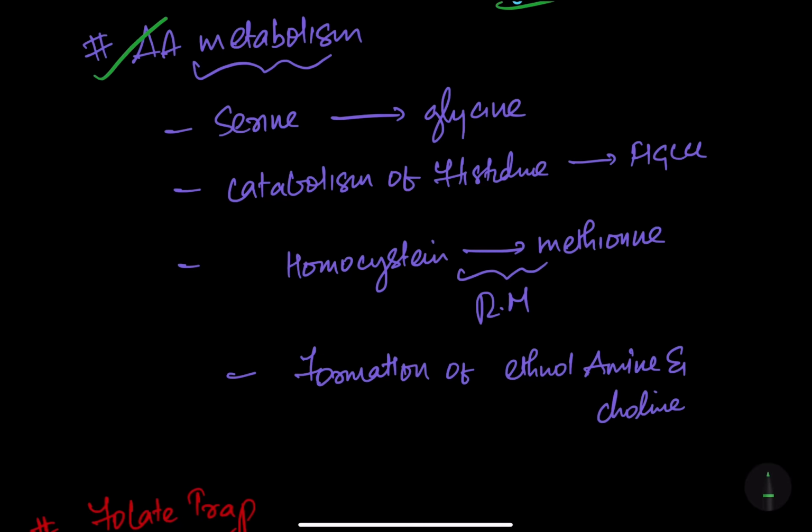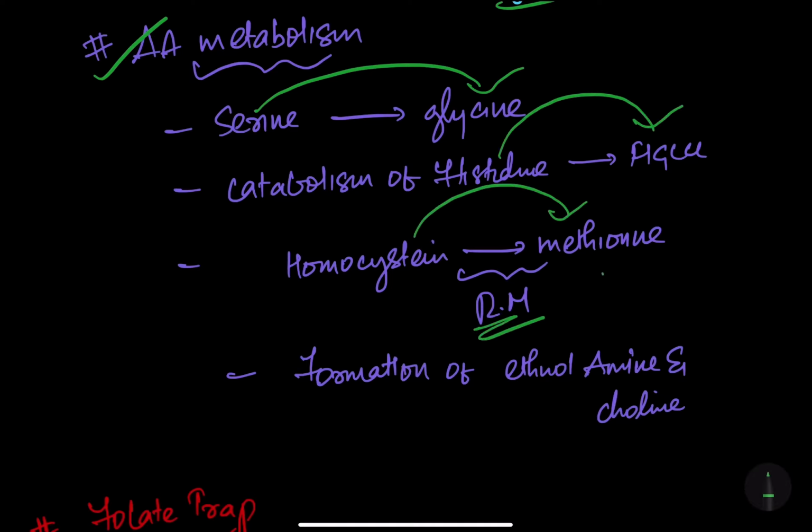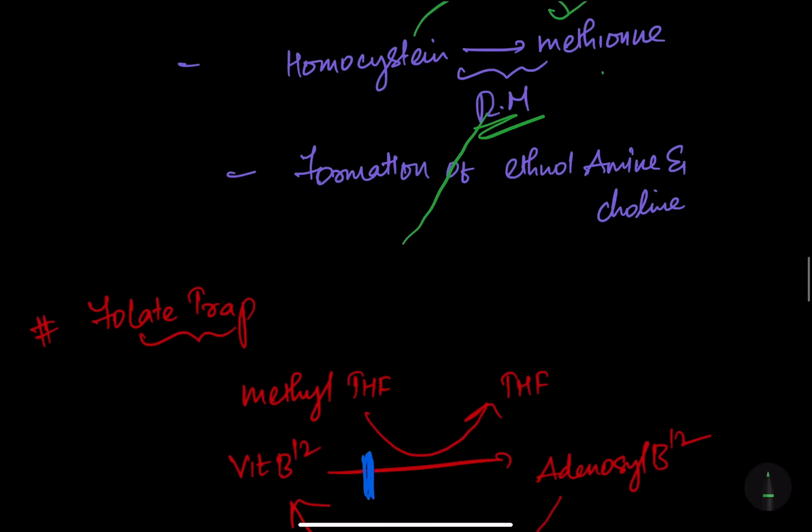Amino acid metabolism. Serine is converted into glycine. Catabolism of histidine to FIGLU. Homocysteine is remethylated to form methionine, and formation of ethanolamine and choline.